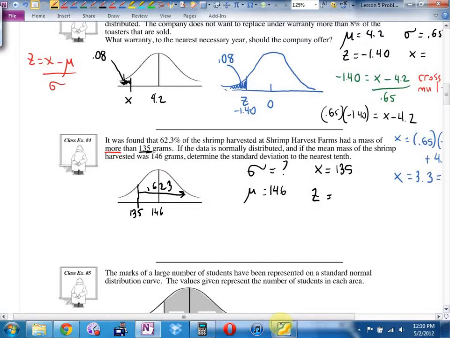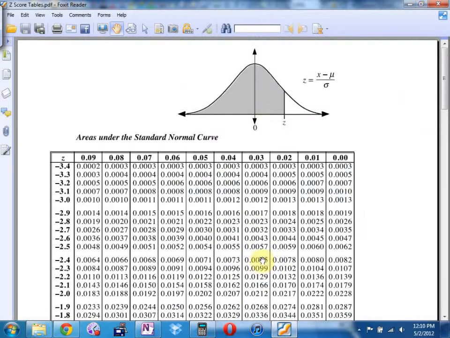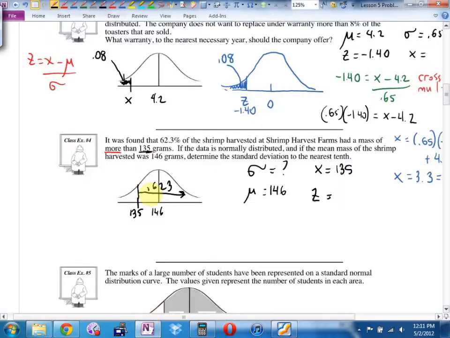Problem, Colleen. My chart doesn't give me areas to the right. My chart gives me the area or the percentage or the decimal to the left. I know this is 0.623, but what I really want is that, because that's what I need to look up on my chart. How can I figure out that? You hear? 1 minus. Can you do that on your calculator or in your head? How big is this area? If that's 0.623, how big is that? 1 minus, please.